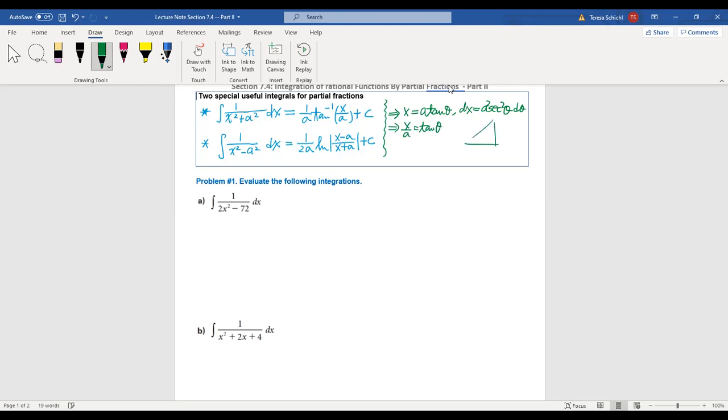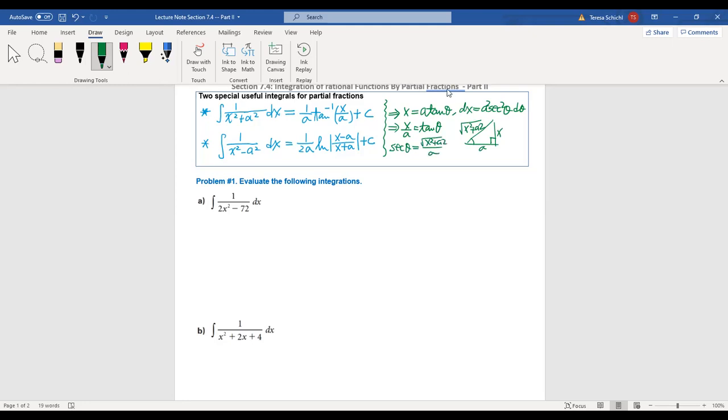Then you draw a little triangle, if you remember, right? Tangent is opposite over adjacent, so it's x over a. And here the hypotenuse is the square root of x squared plus a squared. Now we know the secant theta, right? The secant theta is equal to what? It's the square root of x squared plus a squared over a, right?